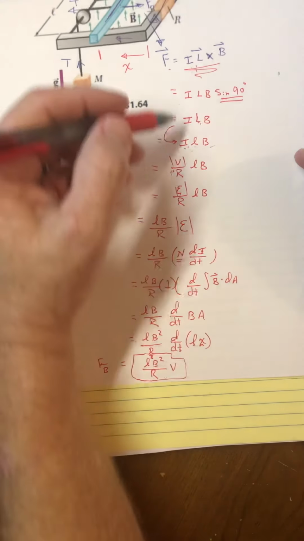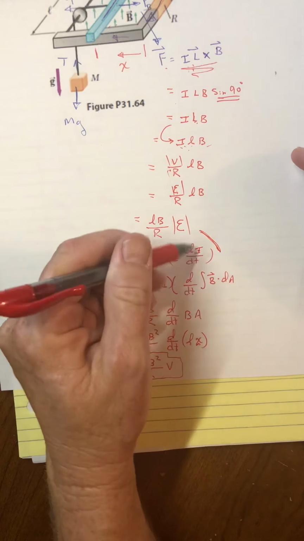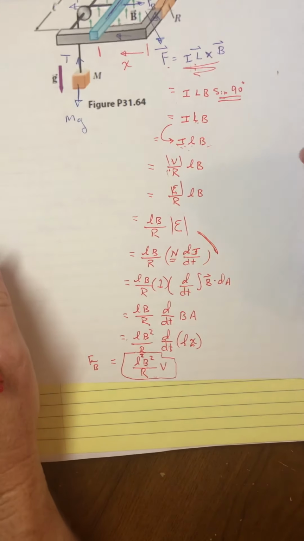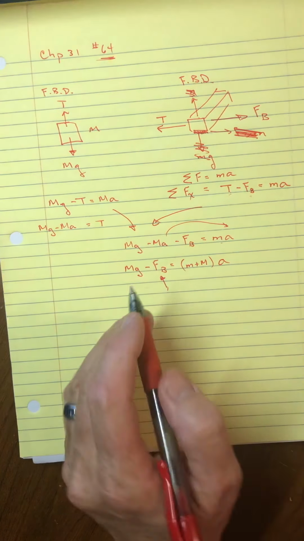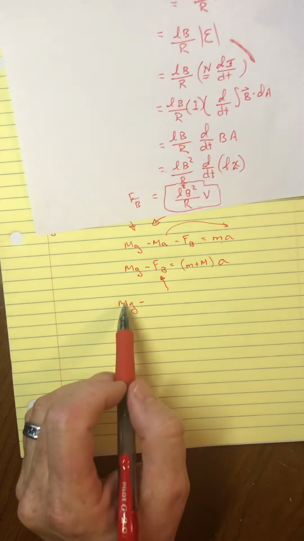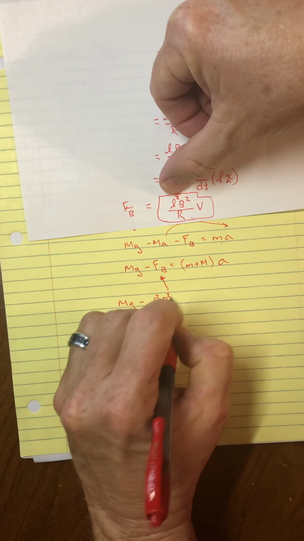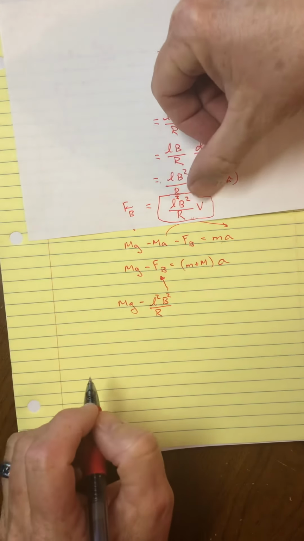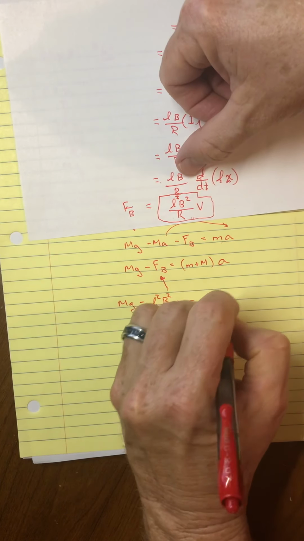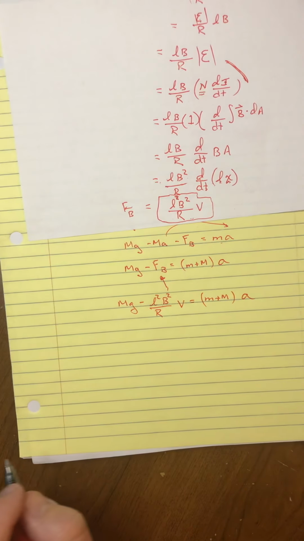Okay, so like I said, this step right here, from here to here, really is the chapter 31. The rest of this is earlier chapters. And especially this stuff. This is not only just an earlier chapter, this is an earlier semester. Okay, so then I have this mg, and now I can put an L squared B squared over capital R for resistance, and then velocity, and then little m plus big M, and then A.